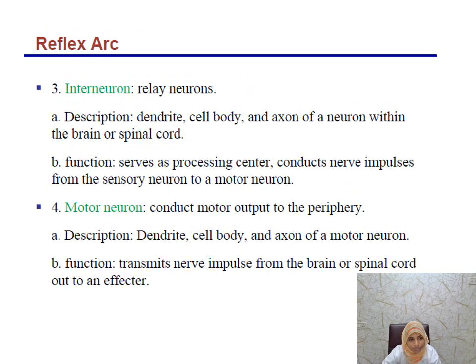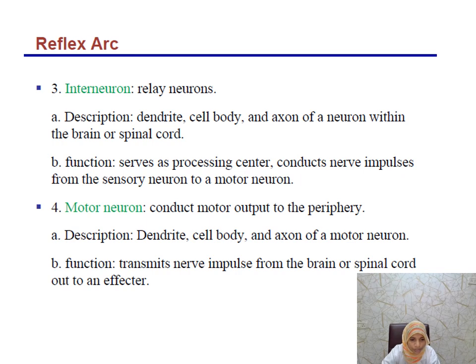Then the third component of a reflex arc is the interneuron. It is going to relay the neurons. So the interneuron could be a dendrite, cell body, and an axon of a neuron within the brain or the spinal cord. The function of an interneuron: it serves as a processing center, conducts nerve impulses from the sensory neuron to a motor neuron. And the fourth component of a reflex arc is the motor neuron. The function is to conduct motor output to the periphery, that is, transmit the nerve impulse from the brain or spinal cord to an effector.